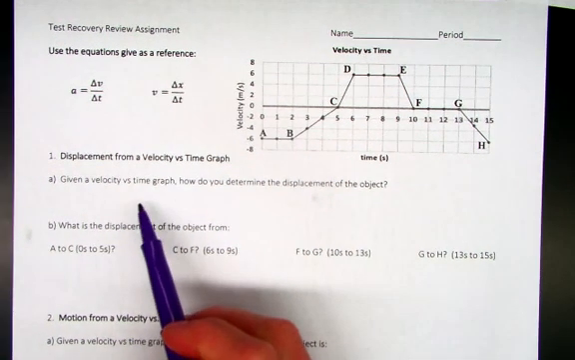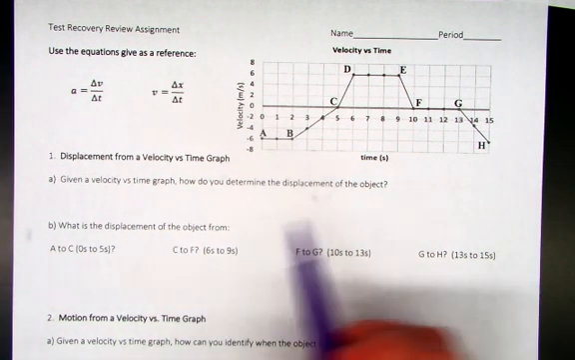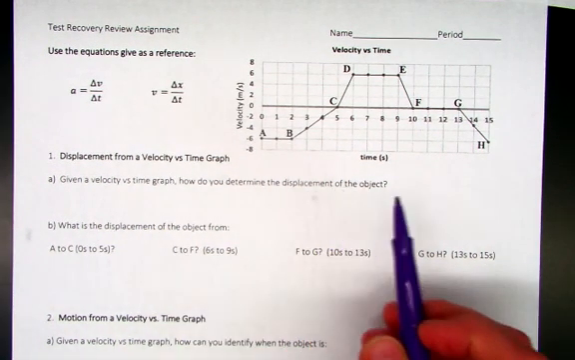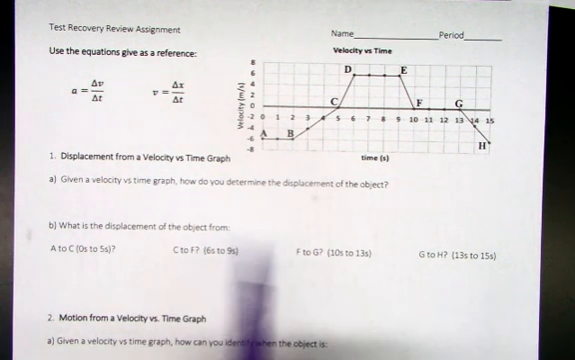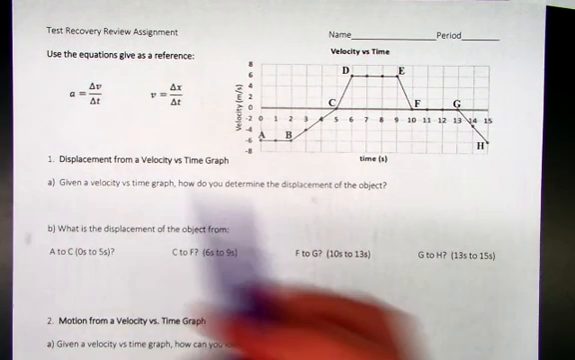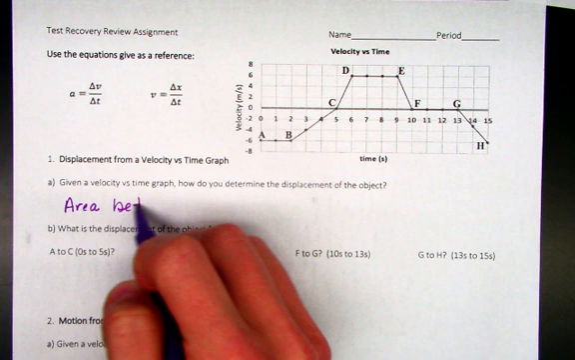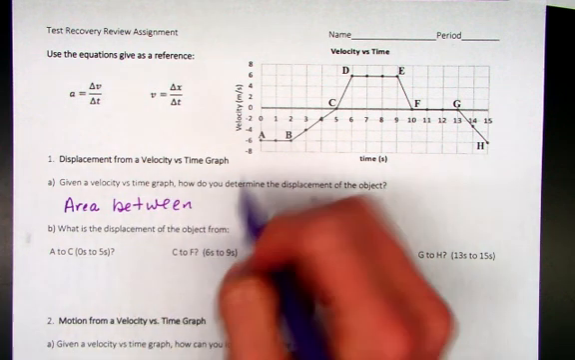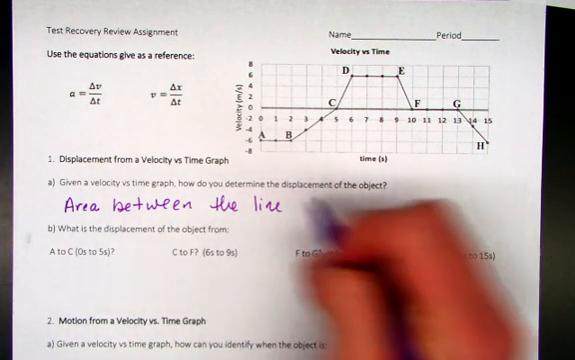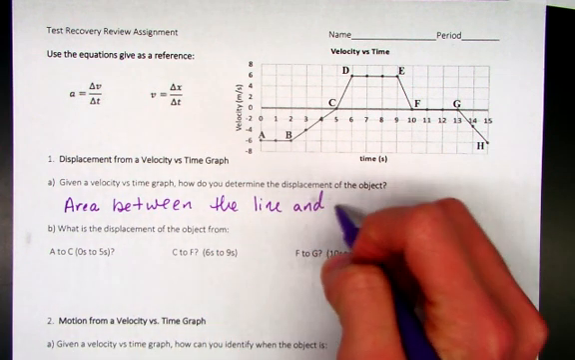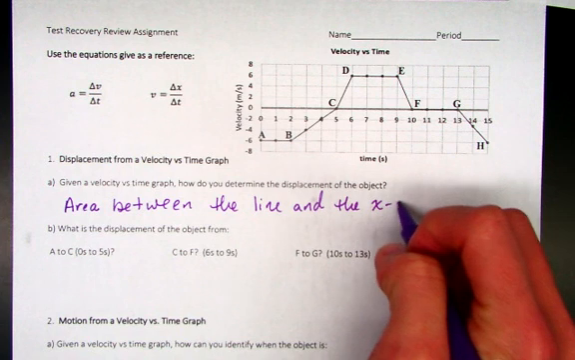Given a velocity versus time graph, how do we determine the displacement of the object? This is going to be the same thing every single time. What we're going to need to do is find the area between the line and the x-axis.